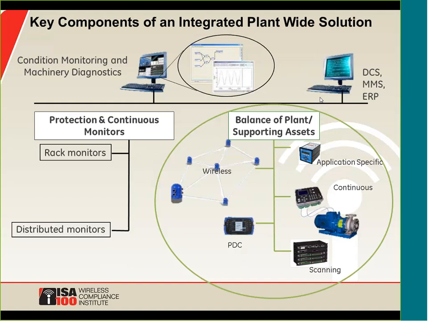Then on the balance of plant side that don't justify the higher value rack and distributed monitors, we've got wireless systems, portable data collection systems, wired scanning systems, wired continuous monitoring systems, and then application-specific systems. So in the case of motors, for example, you may have a dedicated device that captures and analyzes data that's very economical to install and delivers results to your condition monitoring and diagnostics platform, as well as your overall DCS system.